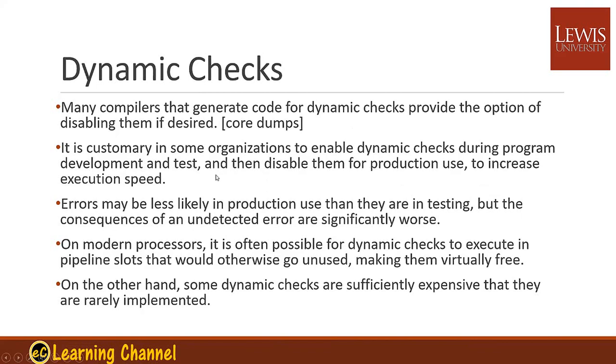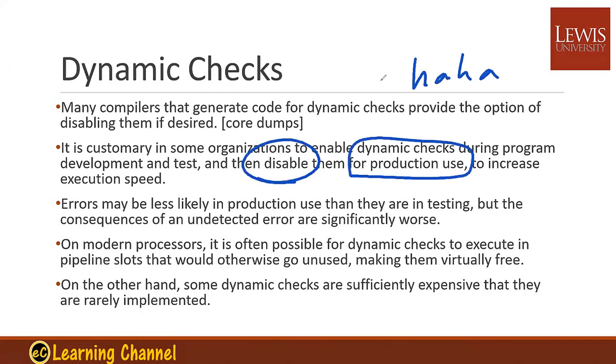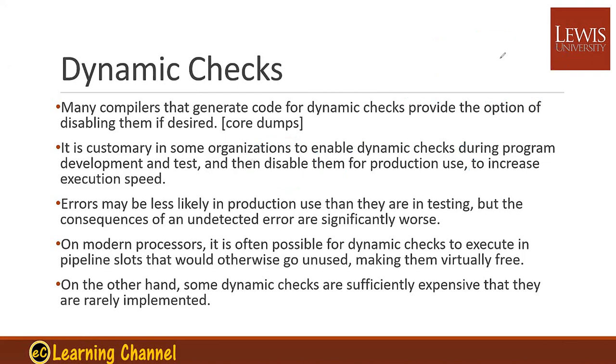Okay, some of the checks you need to disable for production. For example, if you print something out, you don't want your customer to see it, so you have to disable it. You can use it when you do debugging. Errors may be less likely in production than in testing, so that version is very important.